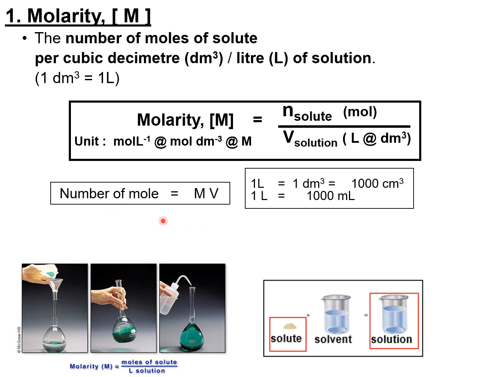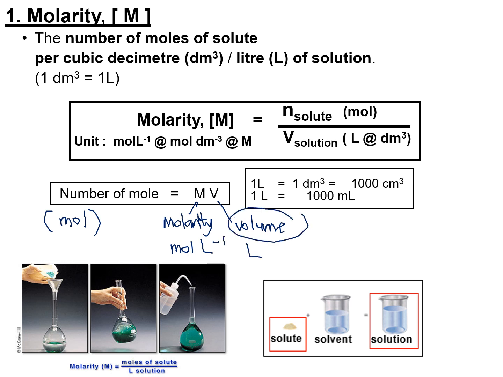Untuk mencari number of mole of solution, you boleh guna formula number of mole is equals to M kalikan dengan V. M ni adalah molarity, manakala V adalah volume. Number of mole, unit mesti kena dalam mole. Molarity, dia punya unit adalah mole per liter. Makanya volume pun kenalah in liter, sebab nanti you boleh cancel out liter negative 1 dengan liter.